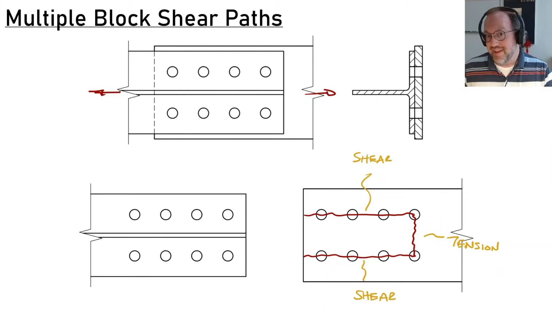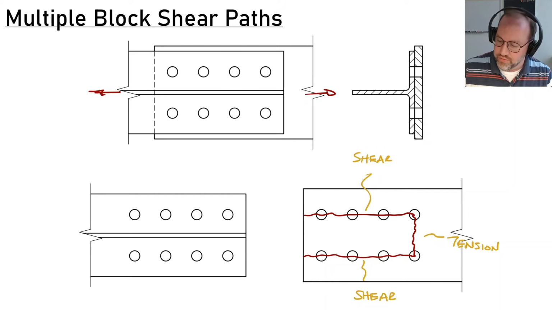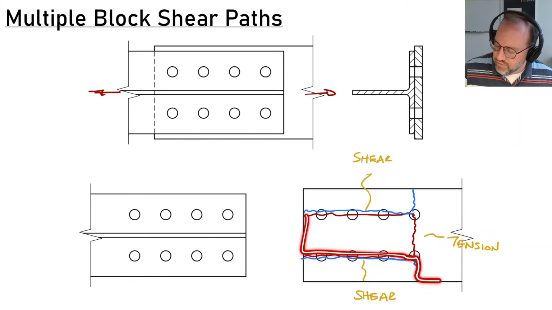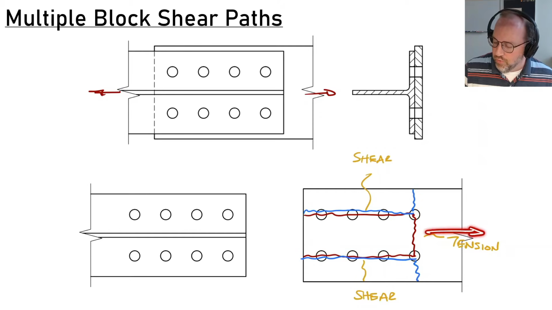However, there's another tension path that I could have chosen. So for example, what if I had the same kind of shear paths, both of them going here, but then I break my tension path to the edge? Turns out that's also going to totally separate the pieces. I'm going to have this shape right here, sort of a T shape, that will then get pulled away, and this thing will have a full failure.